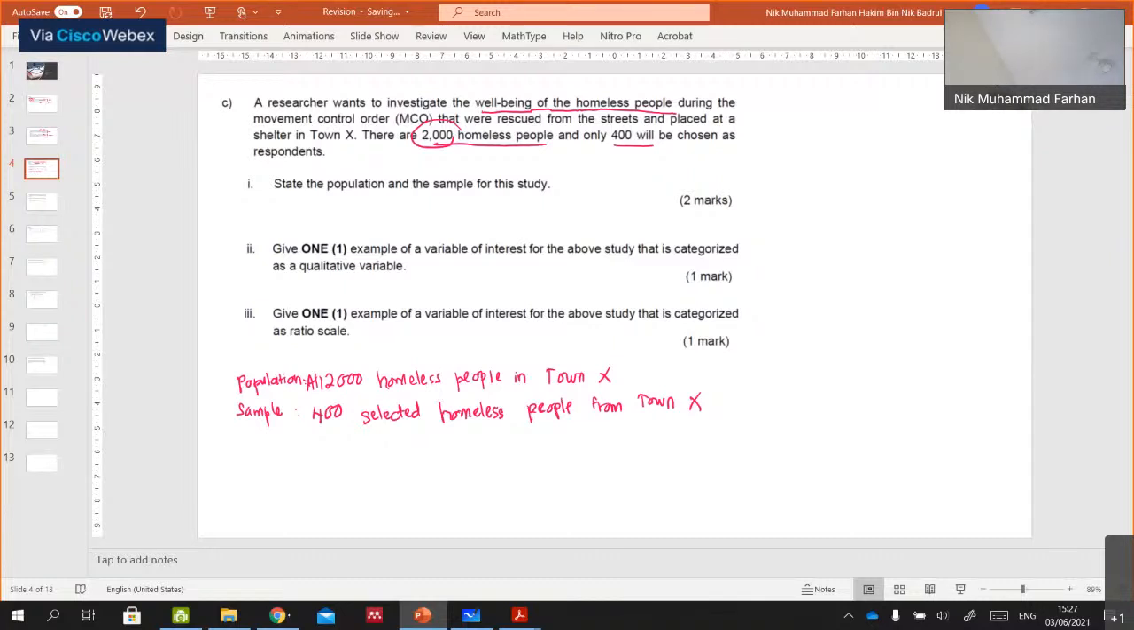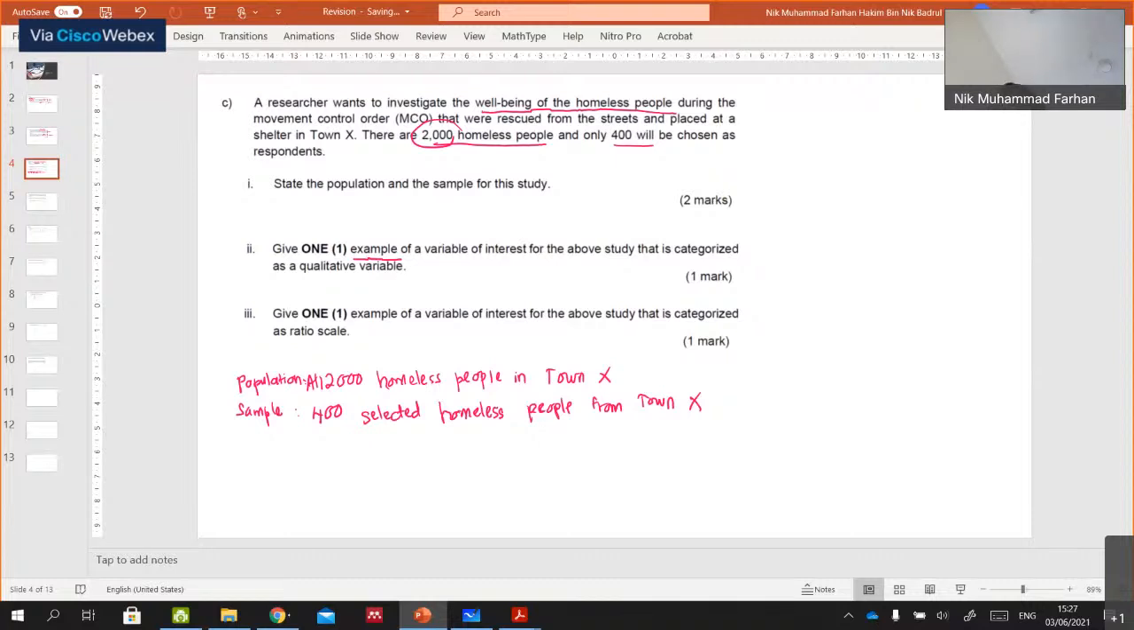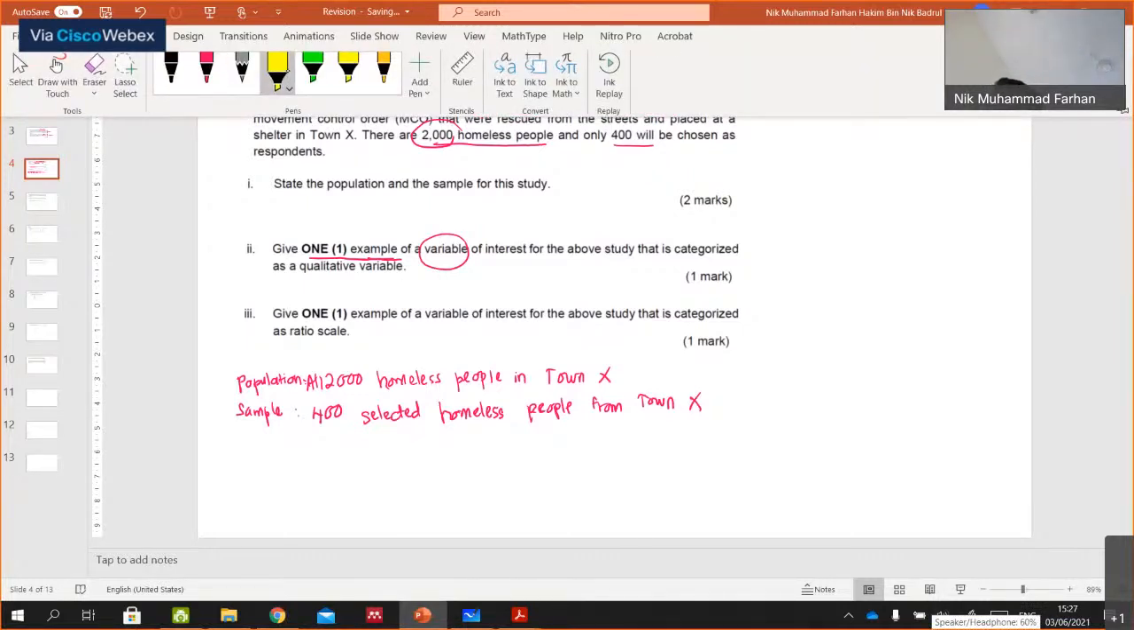All right. So give one example of a variable of interest for the above study. So the question asks you to give one example. Read carefully. If the question asks you to write the variable, so this is the variable, the well-being of homeless people. That is the variable. But now the question asks you for one example of the variable. So what is an example of well-being of homeless people in this case? So we want to look at the well-being of these homeless people. So what should it be?